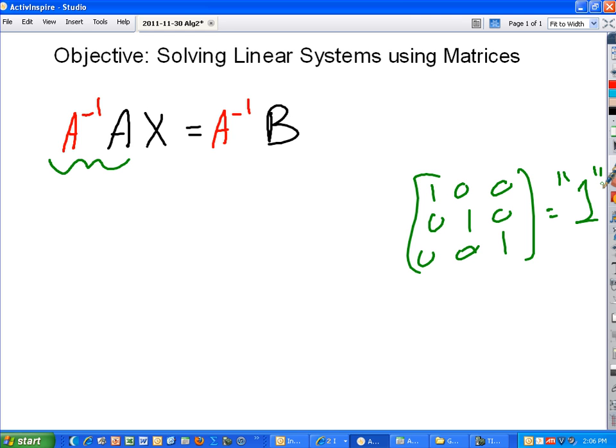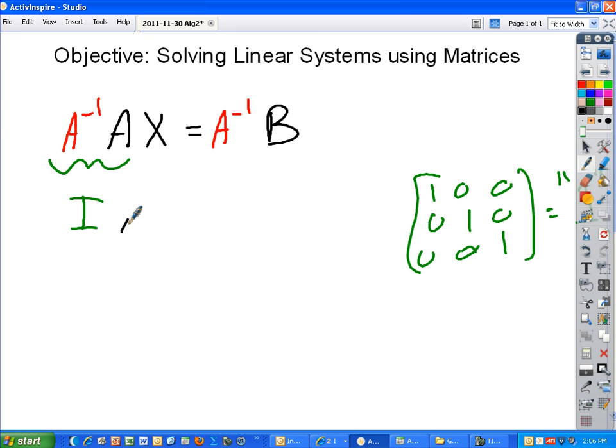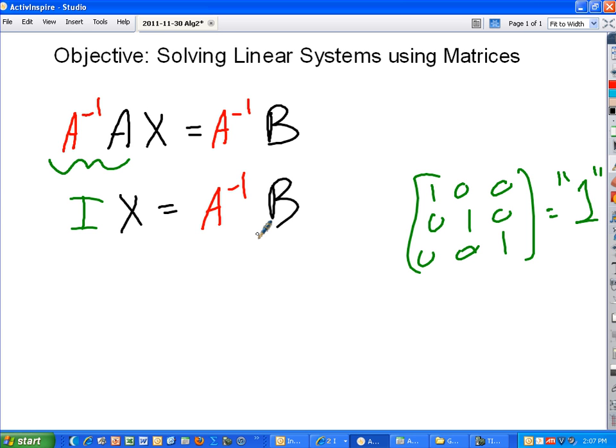Whenever we multiply an inverse matrix times a matrix, and by the way, A inverse is the inverse of A, but the opposite is also true: these two matrices are inverses of each other. When you multiply inverse matrices together, you just get I, the identity matrix, the equivalent of one. So then we get IX equals A inverse times B, and I times any matrix is what? Same as X. That's like multiplying one by something, so this is just X.